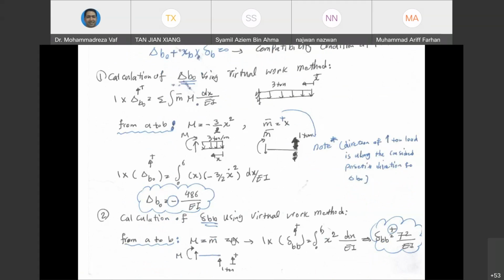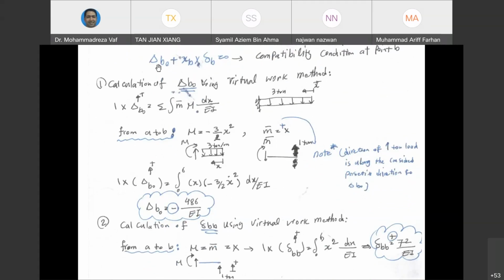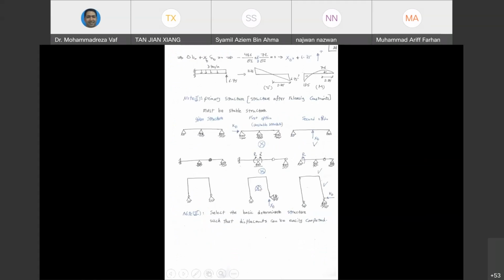Put it inside your equation, you get X as the bending moment, and then you put it back inside this equation, you get delta BB equals to 72 over EI. So right now, we know how much is delta BO, we know how much is delta BB, and finally, XP can be calculated, which is in the next page. Okay, so we go to next page.